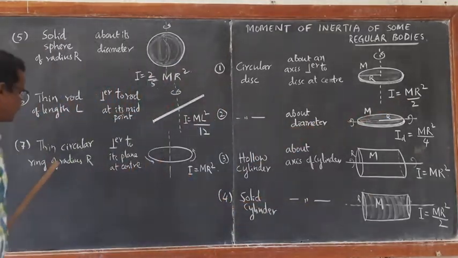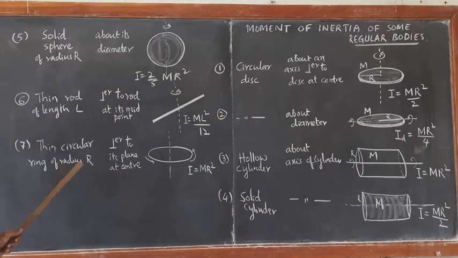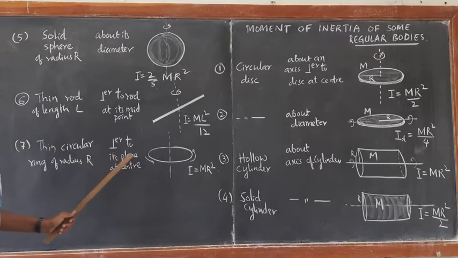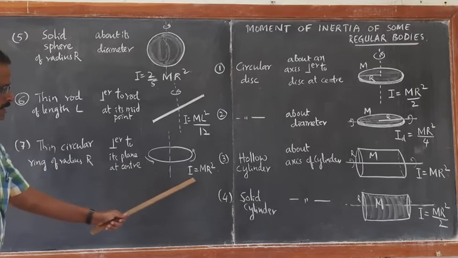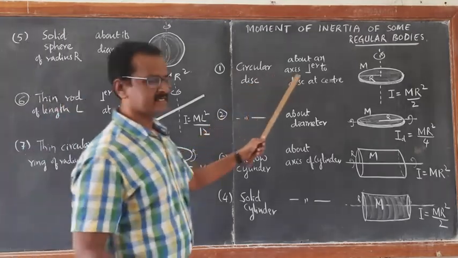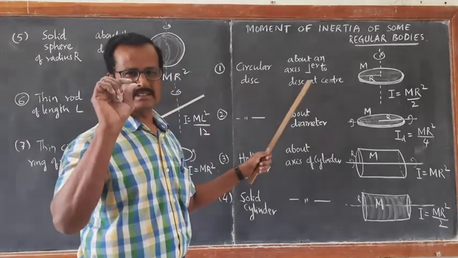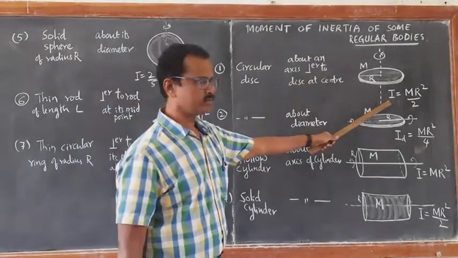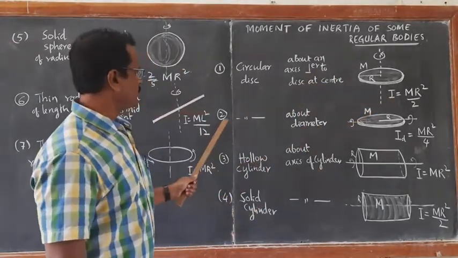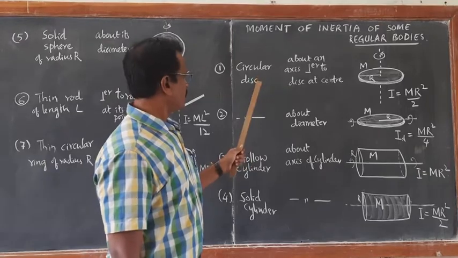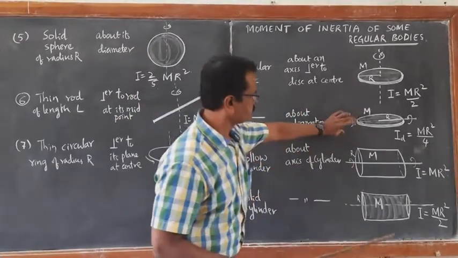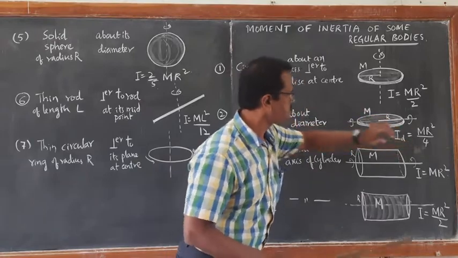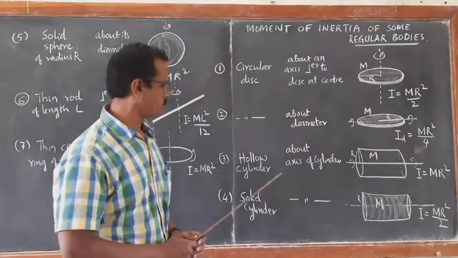Whereas for the ring, the circular ring, just now we have derived, it is the same about its plane at its center. This is ring, mr square. Whereas for a disk, like a coin, it is mr square by 2. Then the moment of inertia of the same circular disk about its diameter. When the axis of rotation changes, about its diameter, it becomes half of this, mr square by 4.